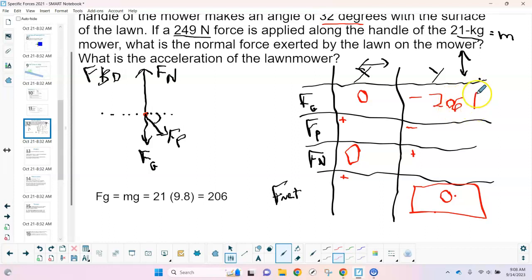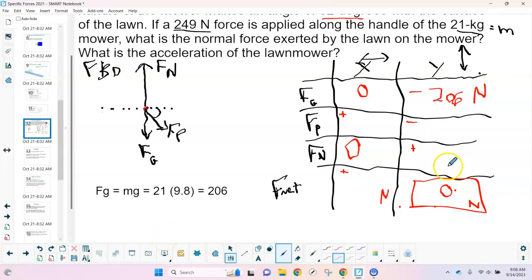206. And all these forces in here are newtons. So you could write N in all the boxes, but we're just at the bottom. It's fine. That'll be newtons. Okay. So 206 newtons, that's our force of gravity. For the normal force, there is no equation. So I'm going to have to use the other forces to figure this one out. So that's going to be the box that's missing here.